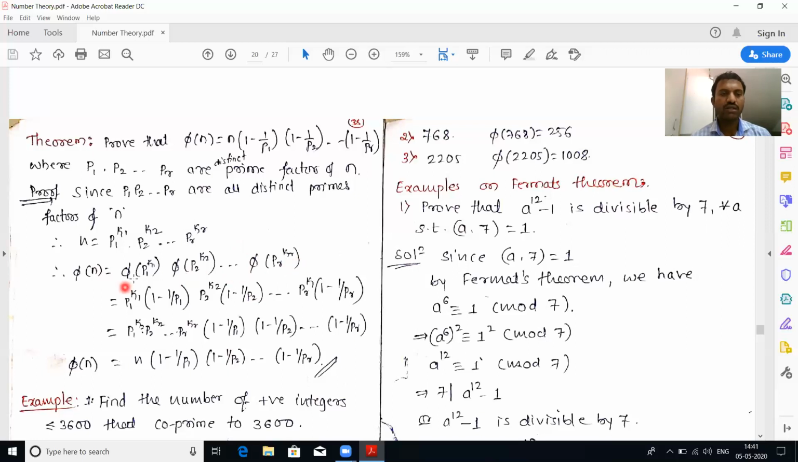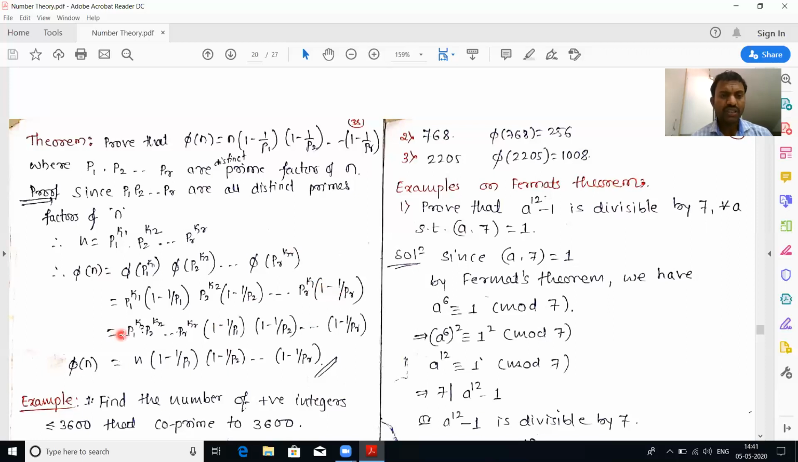Now, phi of p1 raised to k1. Already we have seen that if p is a prime number, then phi of p raised to n we can write as p raised to n into 1 minus 1 upon p. So by using that theorem, phi of p1 raised to k1 is equal to p1 raised to k1 into 1 minus 1 upon p1. Phi of p2 raised to k2 is equal to p2 raised to k2 into 1 minus 1 upon p2, and so on. Phi of pr raised to kr is equal to pr raised to kr into 1 minus 1 upon pr.